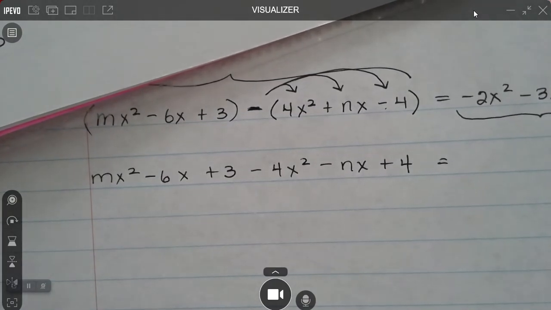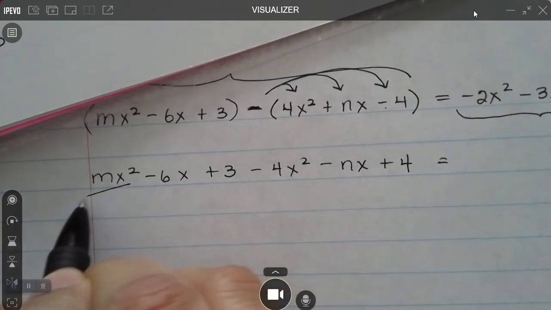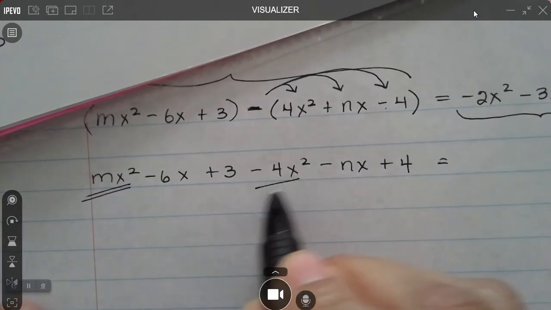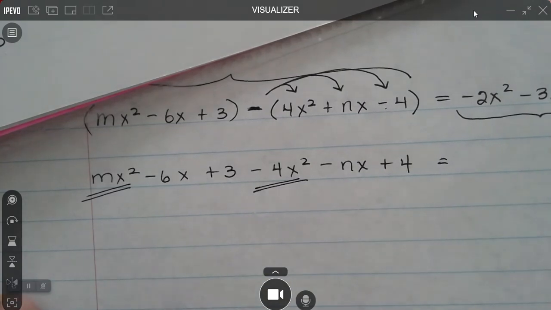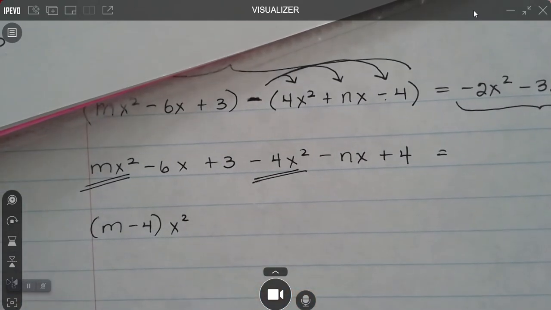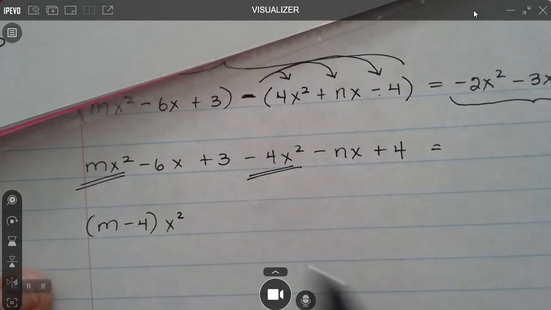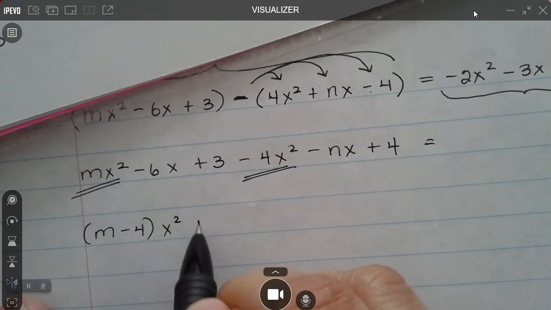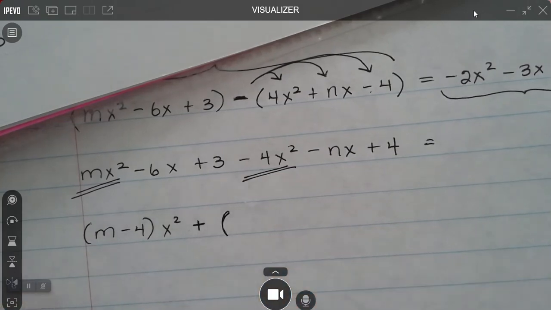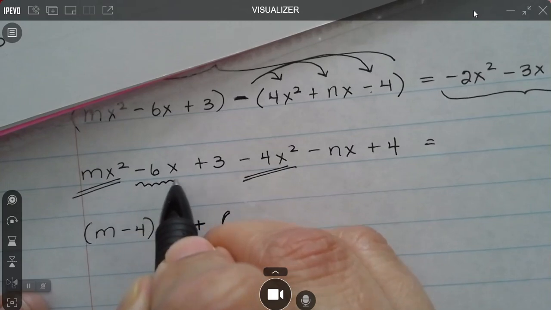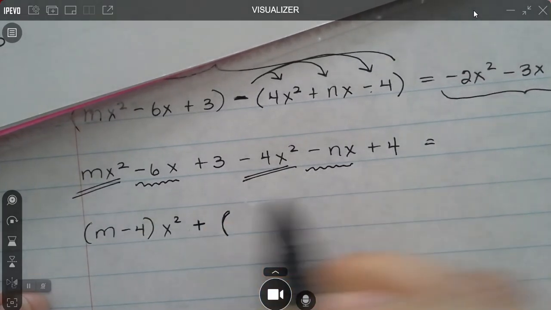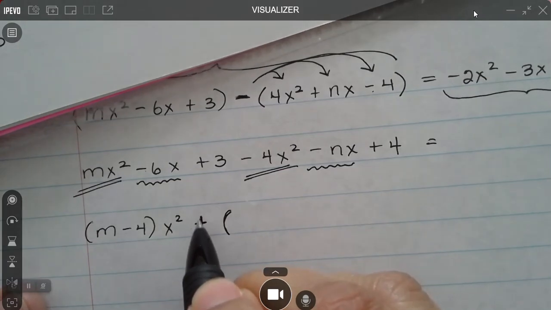Now, which ones have the highest exponent? So this becomes m minus 4 x squared, then let's see, the next terms, they're both negatives. You see that? And I already put my plus sign here.